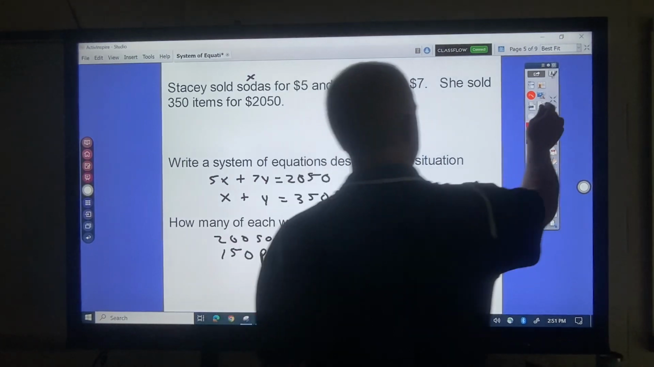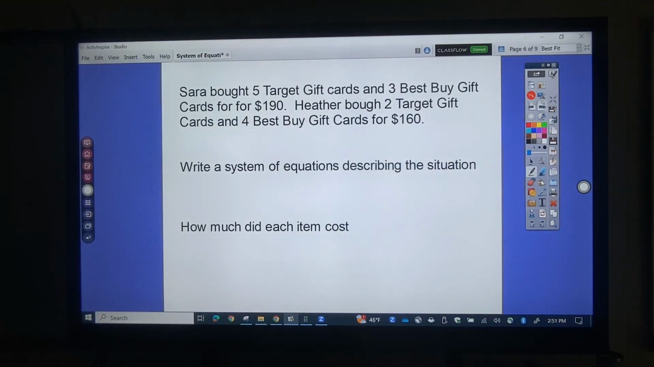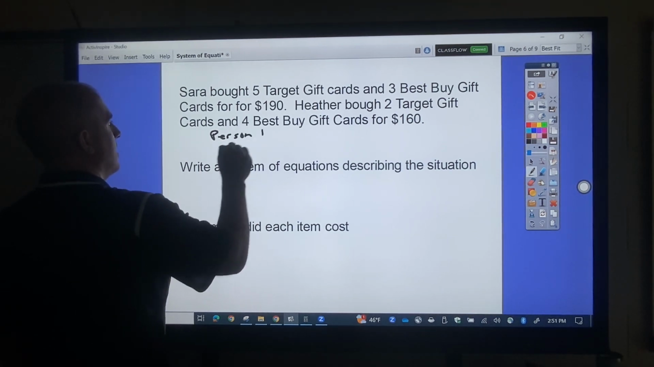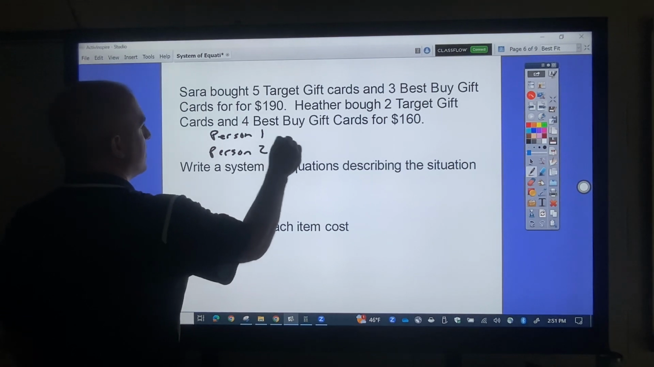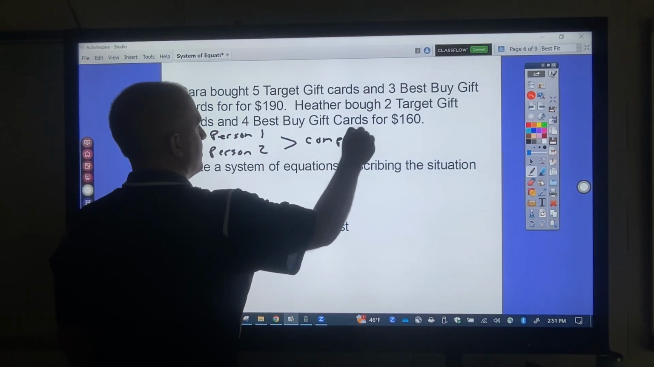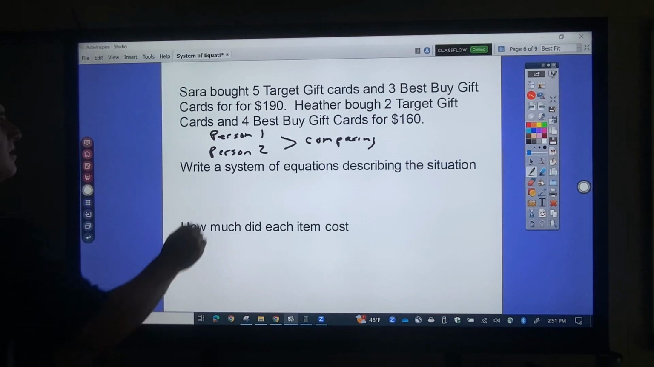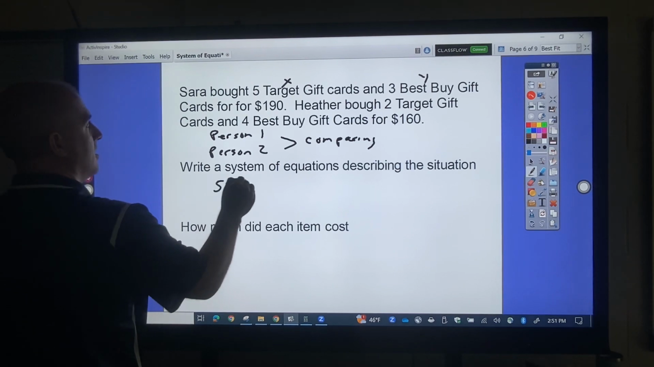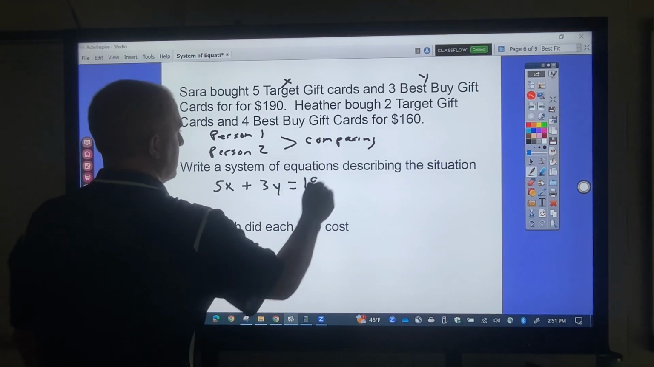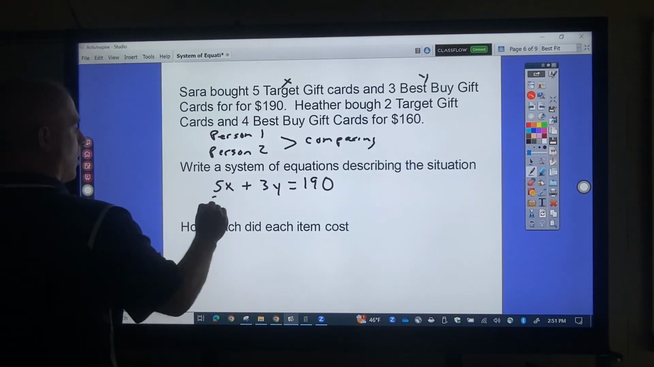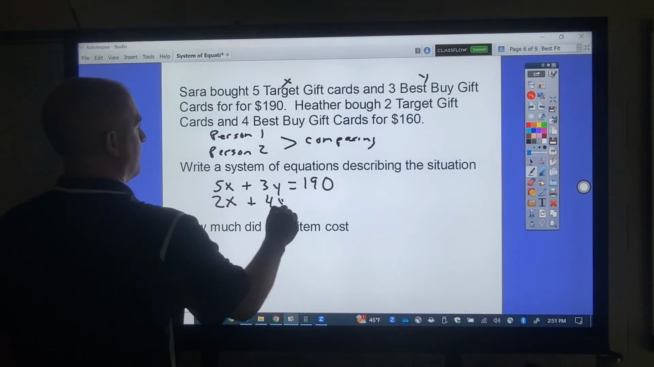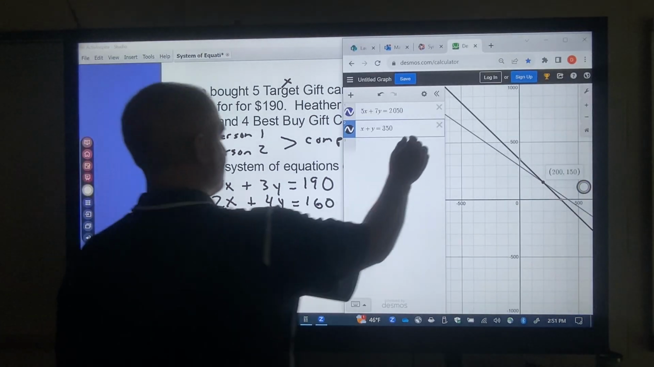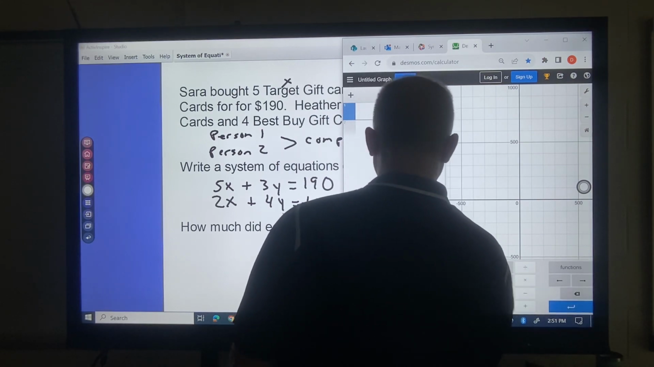Okay? All right? Now it says Sarah bought different type. This is a comparison. All right? So this is going to be person 1 and person 2. It's comparing two things. We're comparing what somebody is doing. Okay? So Sarah bought 5 Target. So we're going to make X Target and Best Buy gift cards. So she bought 5 Target, 3 Best Buy gift cards, spent $190. Heather bought 2 Target gift cards, 4 Best Buy gift cards, spent $160. Okay, so that's the system here. Same deal. I want to put both of these into Desmos.